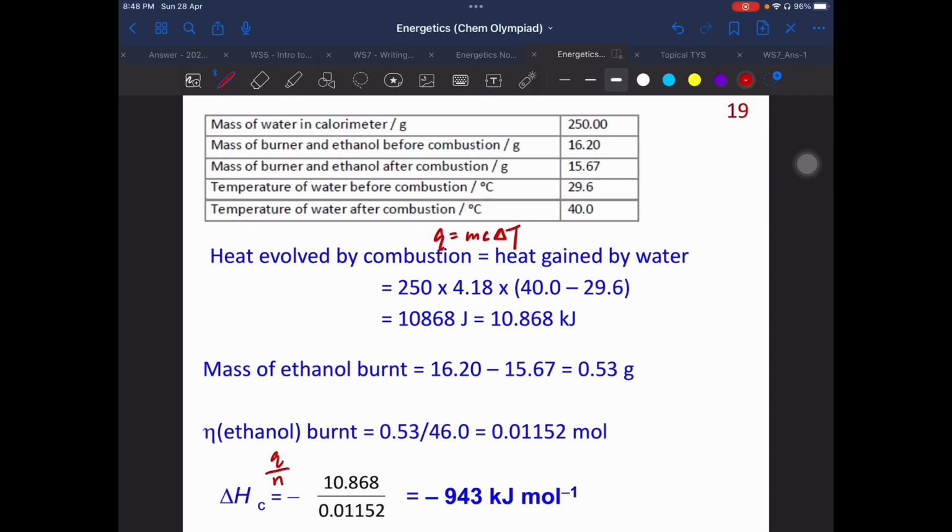So how do you know the mole? This time around, for the mole, we look at the mass of the chemical that is being reacted, because it's just about combusting the chemical, right? So if you know that 0.53 gram is being combusted, you take mass over Mr. That will give you the mole of the chemical that is being used up, right? Then you do the calculation and you should be able to end up with these final values.